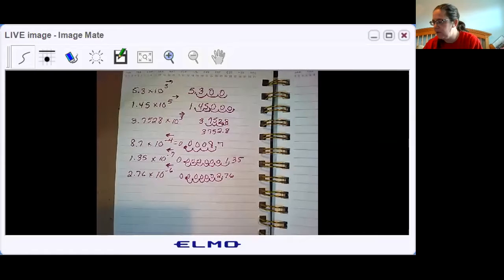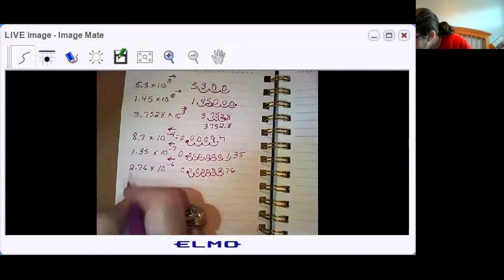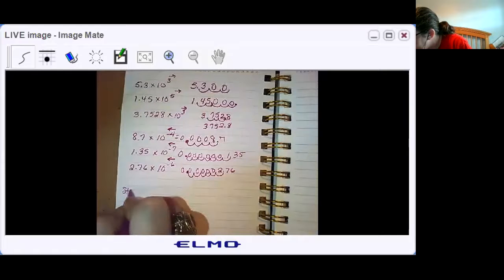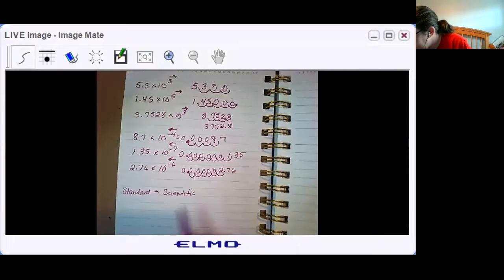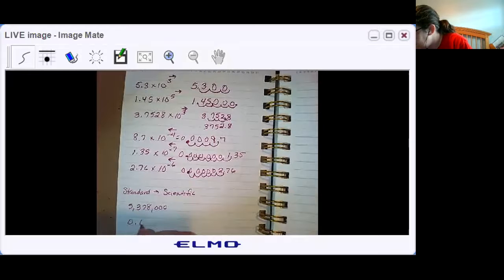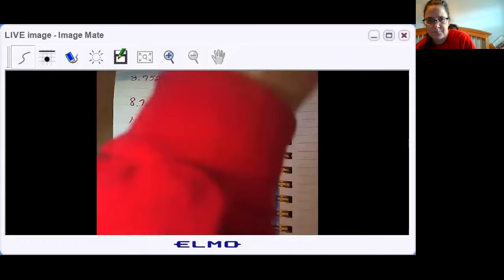So go ahead, I'm going to tell you what the problems are and then give you a chance to work them. So first we're going to go from standard to scientific notation. And I want you to take 5,378,000, and then I want you to take 0.000832. I want you to put both of those from standard notation to scientific notation.